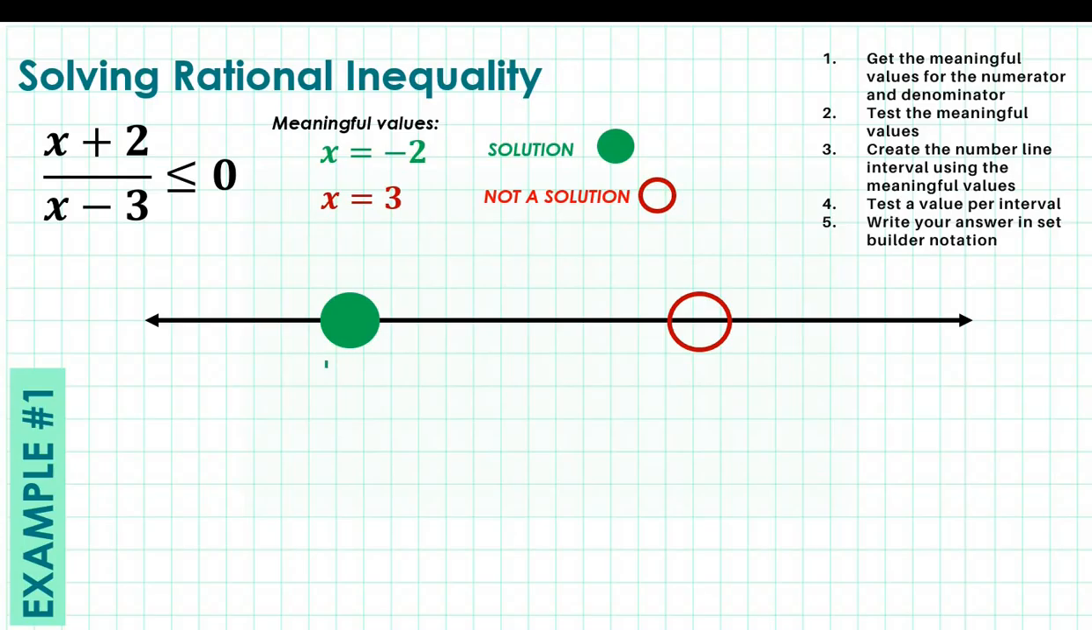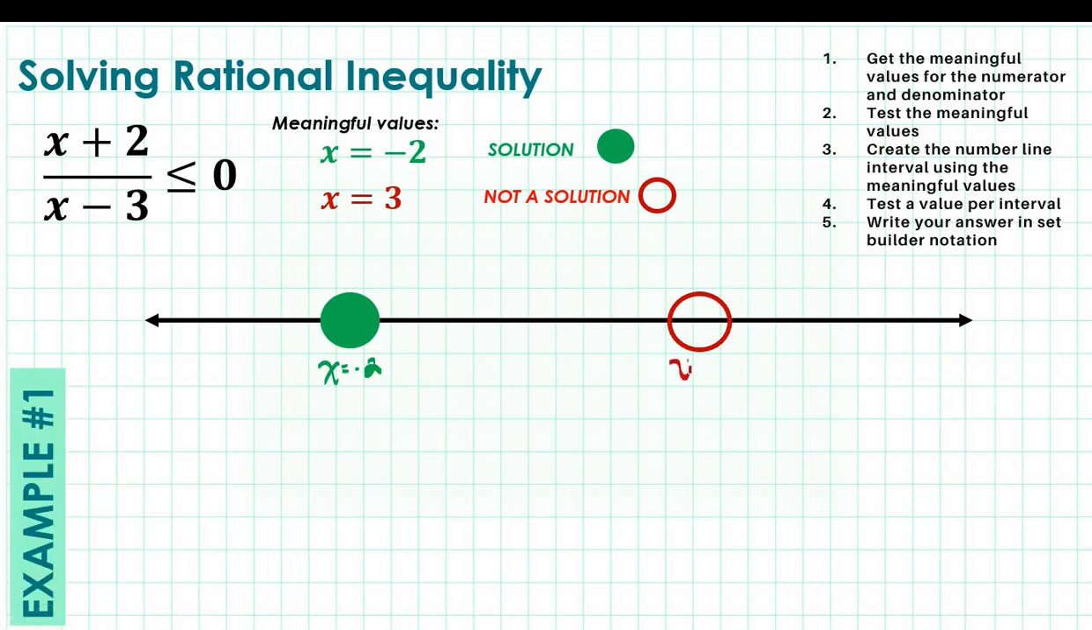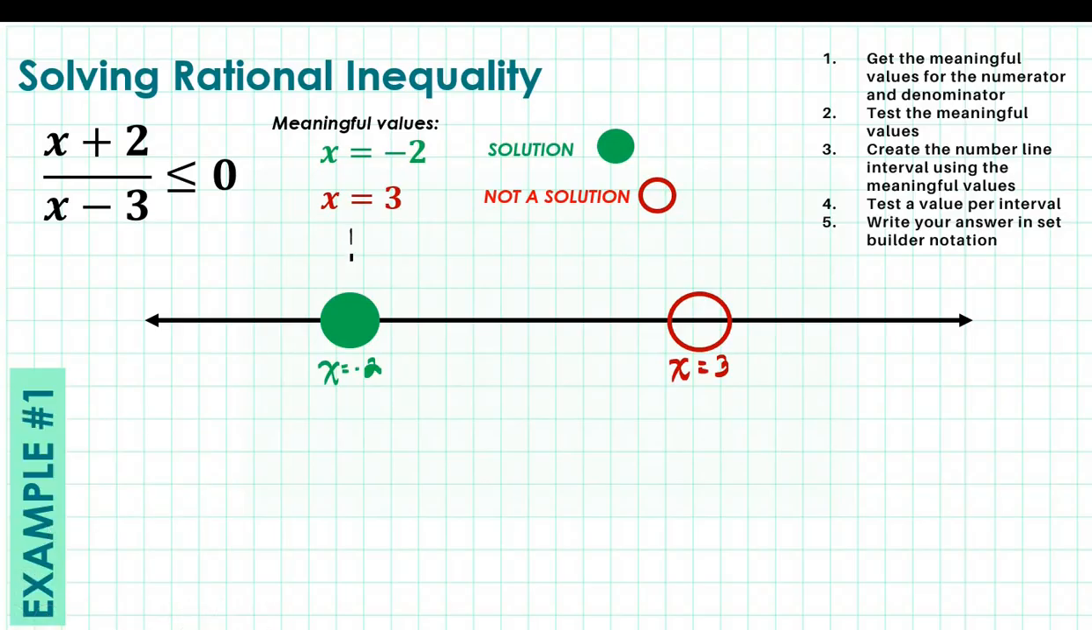So this is x equals -2, whereas the unshaded circle is the value of x where it is equal to 3. This will serve now as our borderline. I will make now the borders here, and this will serve as our intervals. Since we have two meaningful values, that means we are going to have two borders, and that will give us 3 different sections of the number line.